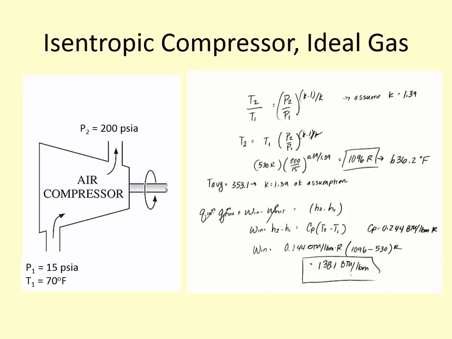So 530 Rankine. If we calculate this, we find it's 1096 Rankine, which is equivalent to 636.2 degrees Fahrenheit. Okay, so if we go back to this table and I'm actually at 636, and I assumed that my average value was around 400, then we can calculate the average, right? So 636.2 plus 70 over 2 gives us what as our average value?